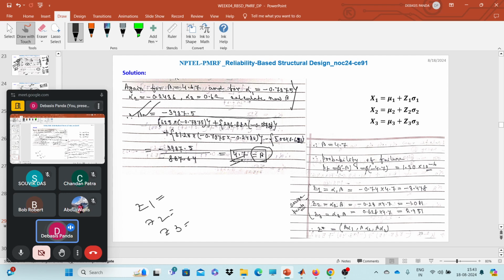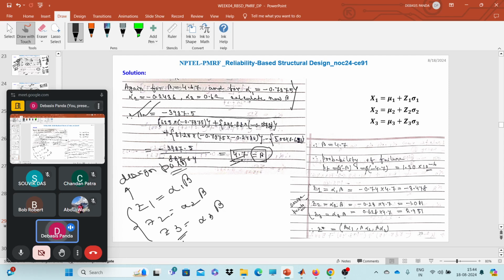Can we, Abdul? Can we? This is beta. Let's say we have achieved the convergence at 4.7. Can we find what those z1, z2, z3 are? These are the design points. Now how can we find the design points? Alpha 1 into beta, alpha 2 into beta, alpha 3 into beta.